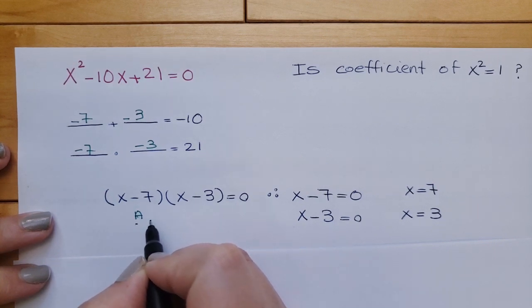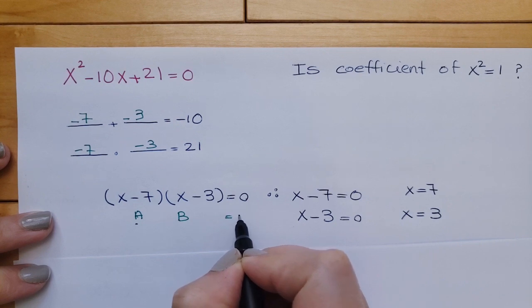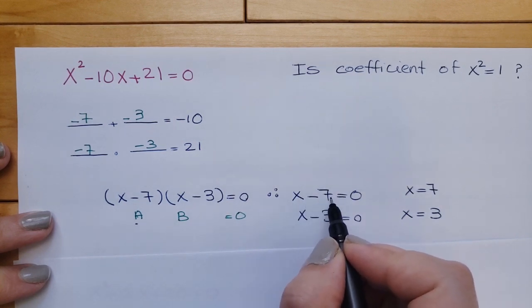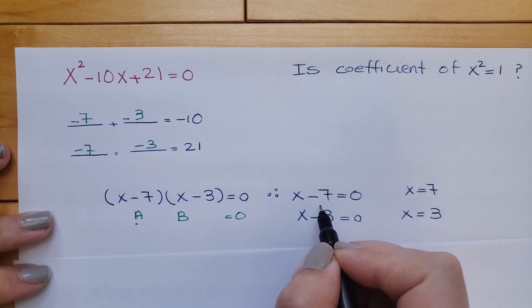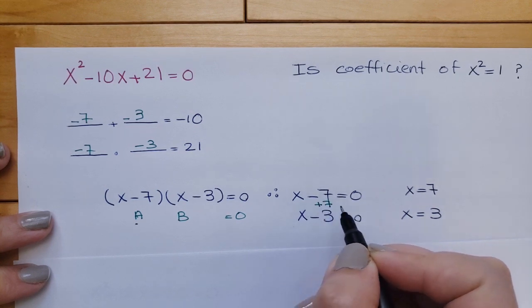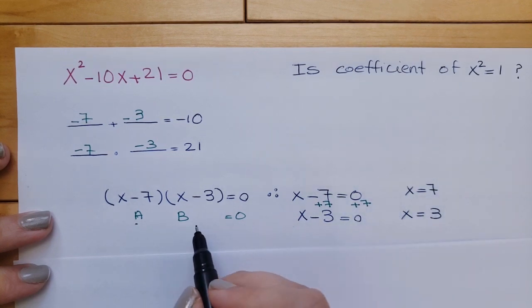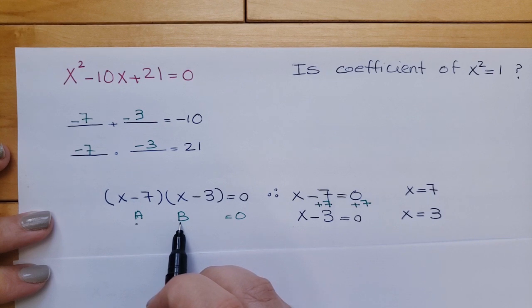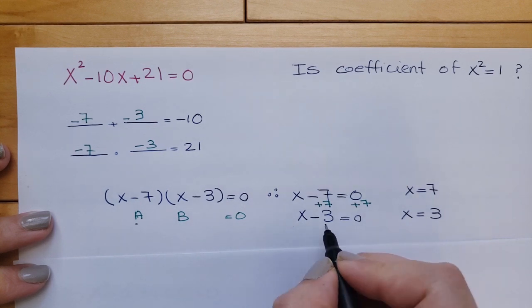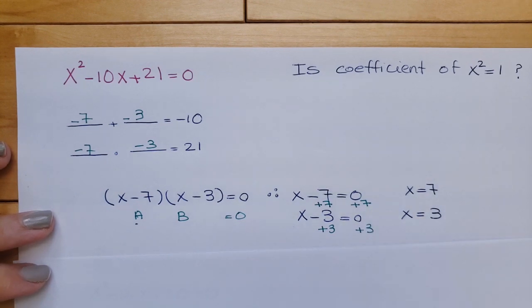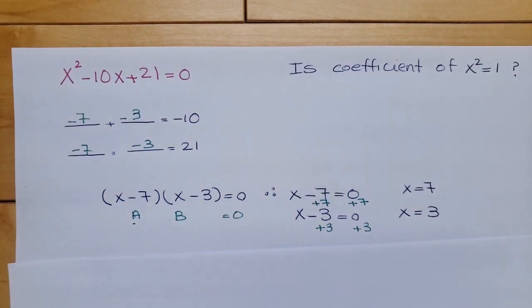Again, that means a times b is equal to 0. So if a is 0, that means x minus 7 is 0. It's a linear equation. To isolate the x, we add plus 7 to both sides, so x is 7. Then here, if b is 0, that means x minus 3 is 0. I add plus 3 to both sides, so x would be plus 3. So as you can see, we have two roots for this quadratic equation.